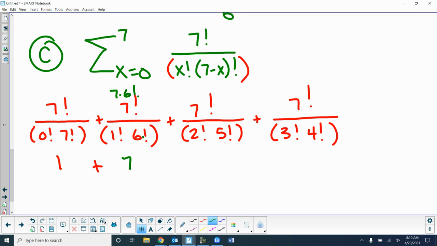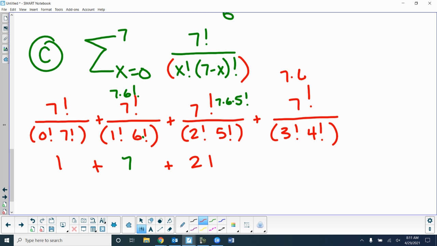All right? This would be 7 times 6 times 5 factorial. What happens to the 5 factorial? They cancel, right? So what's 7 times 6? 42. What's 2 times 1? 2. What's 42 divided by 2? 21, right?